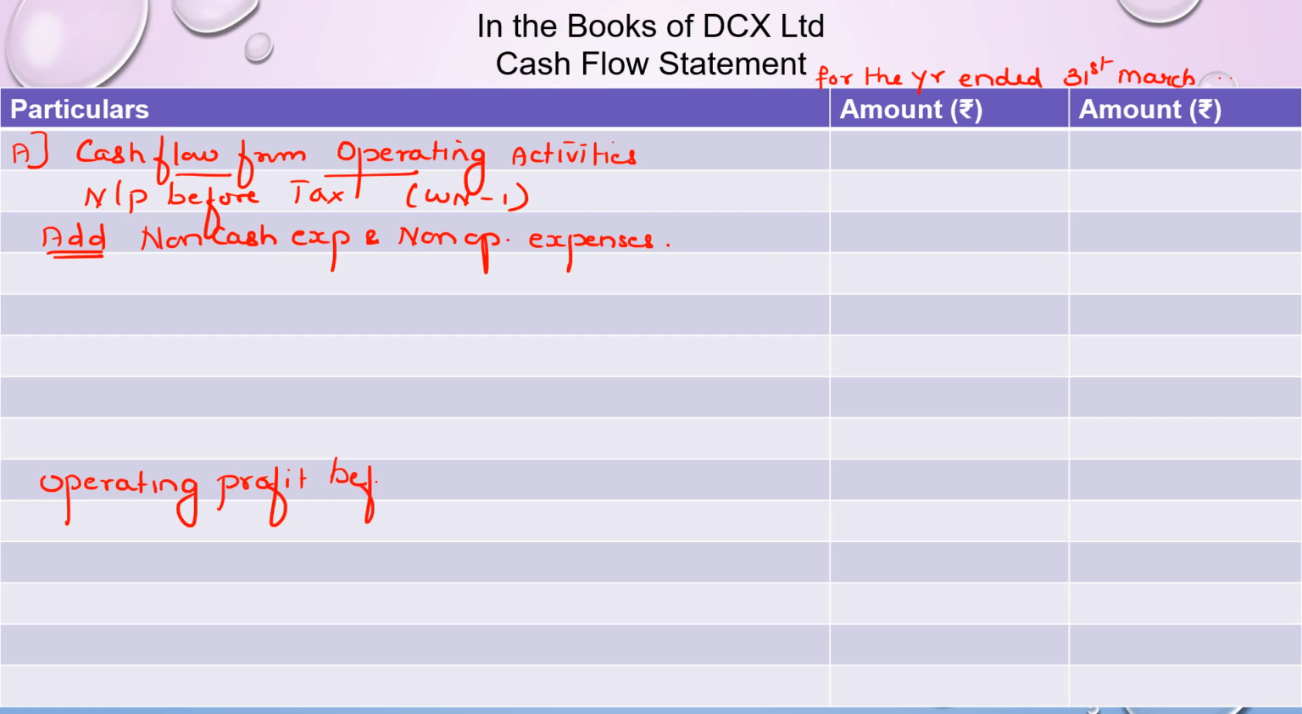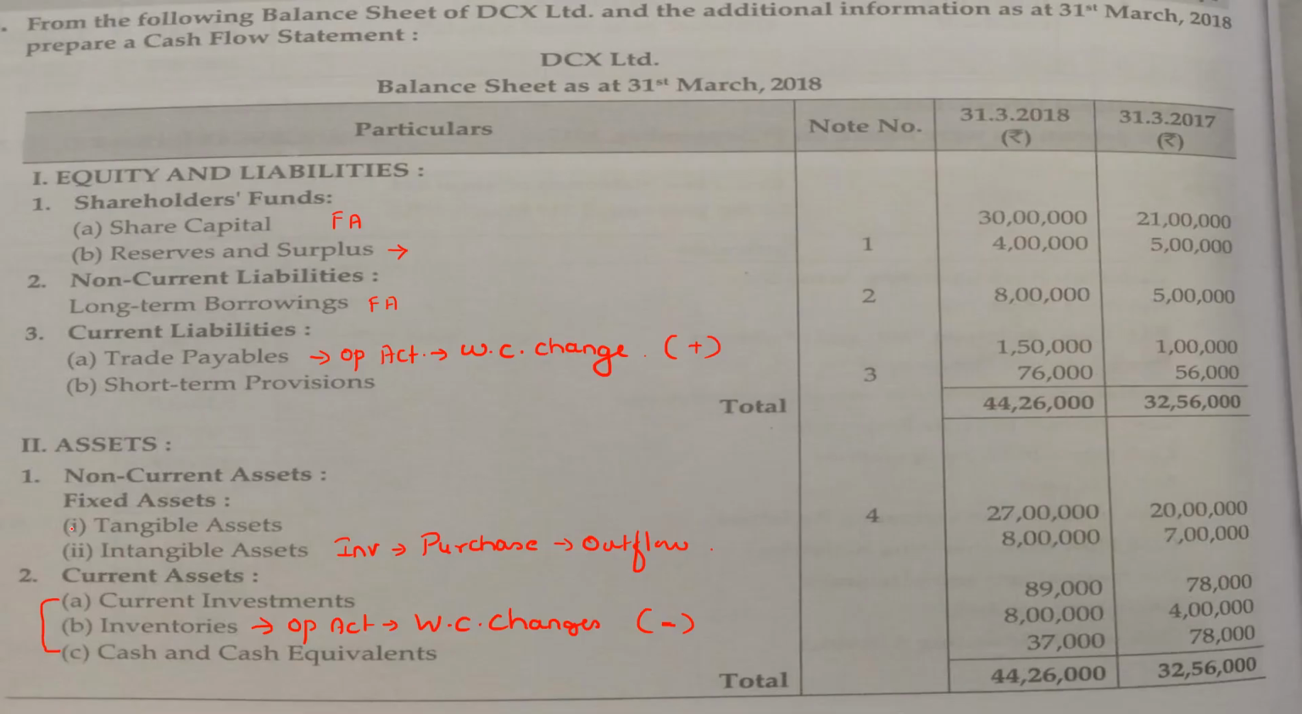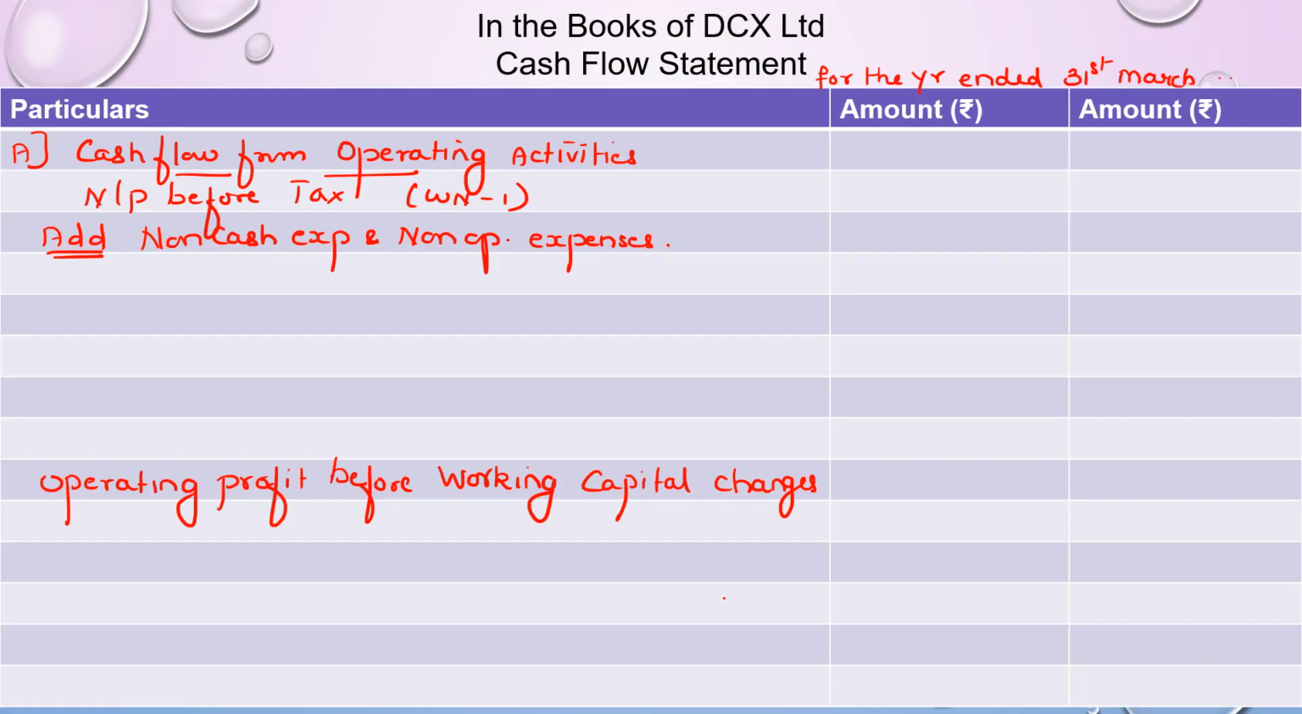before working capital changes. So once we know this, we know that next what we are going to do is the working capital changes. And looking at the balance sheet, if you remember, we had noted down there are only two items related to working capital. One is add, one is a subtract. So as simple as that, we know we have to add one item and we are going to subtract one more item. So what are we going to add?